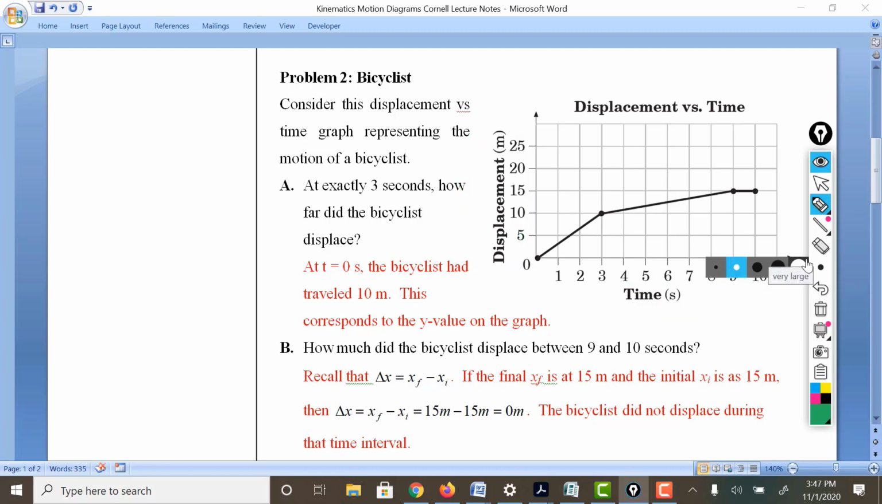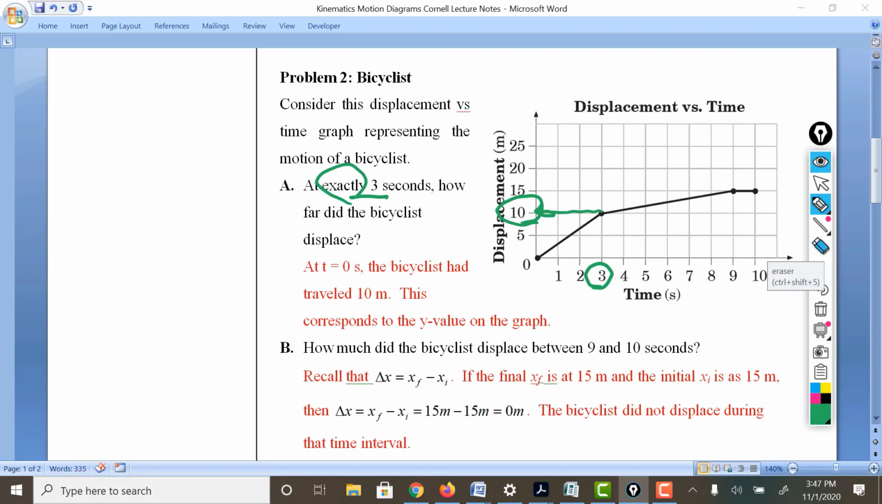At exactly 3 seconds, how far did the bicyclist displace? So here we are at 3 seconds. At 0 seconds, the bicyclist hadn't moved yet. At 1, they had traveled this much. At 2, they had traveled this much. At 3, they had traveled this much. So at exactly 3 seconds, the bicyclist had traveled 10 meters.